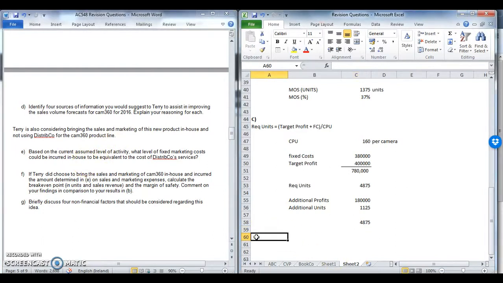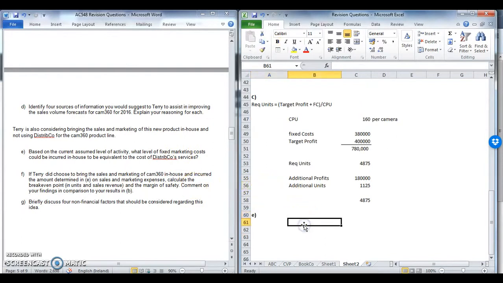So the first part of part E is, you're asked, based on the current assumed level of activity, i.e. 3750 units, what level of fixed marketing costs could be incurred in-house to be equivalent to the cost of DistribCo's services? So again, to some extent this is a very straightforward question if you understood what was being asked. You're essentially asked how much DistribCo's services are costing currently based on the assumed level of activity, and that is how much you could actually spend in-house if you decide to bring your sales and marketing in there.